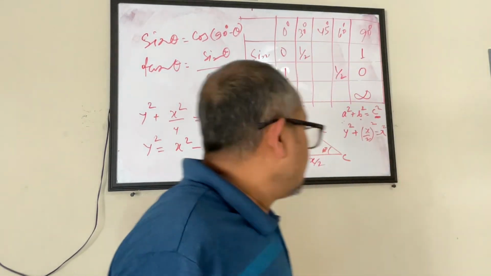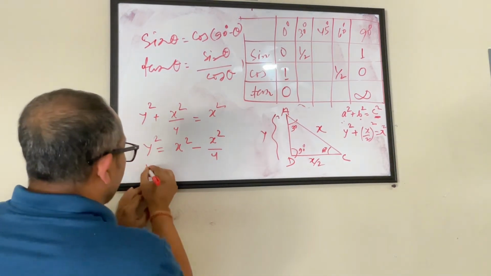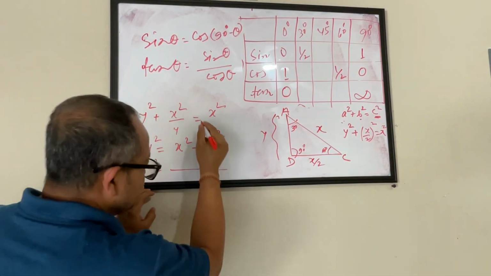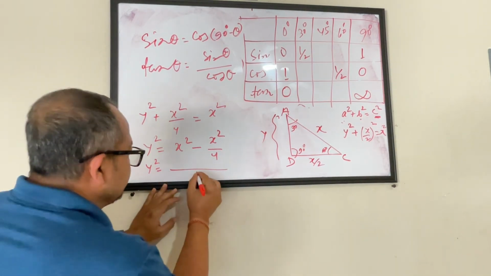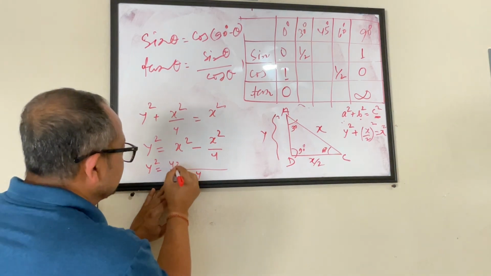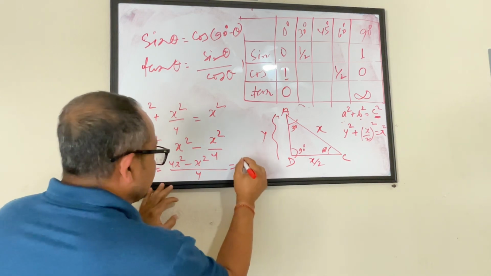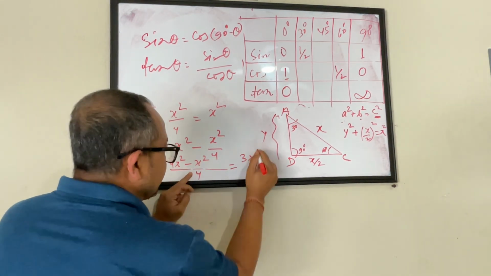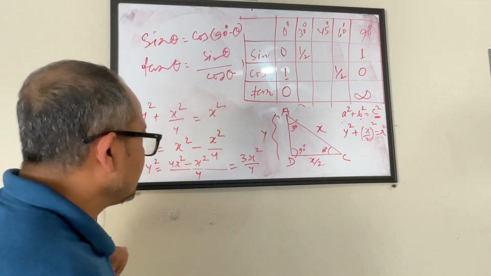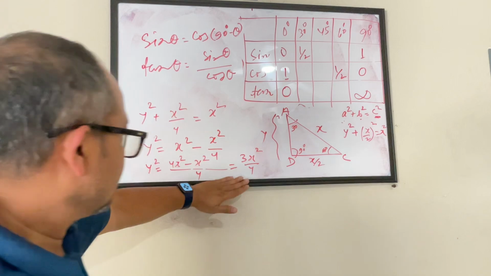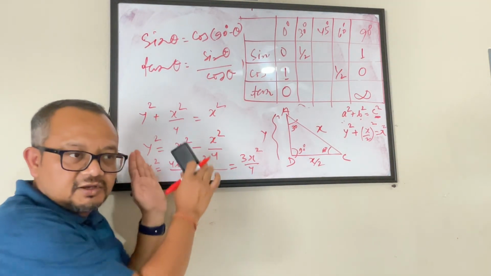Okay. So here, that means y square equals, let's solve it like a normal fraction addition. So this becomes 4 into my LCM, it becomes 4x square minus x square. This makes it 3x square, so 3x square divided by 4. Up to this one is fine, right? This flow is okay? Yes, sir.